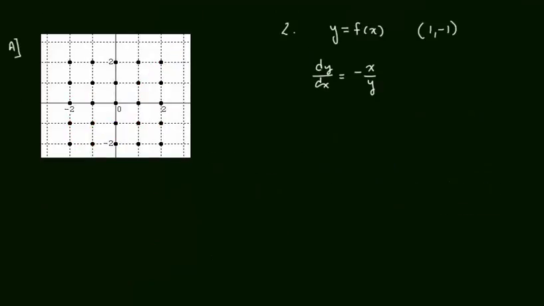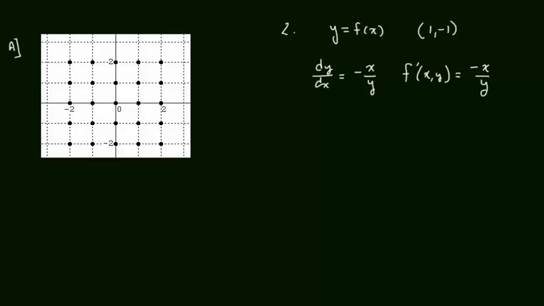Example number 2, y equals f of x, a solution curve that will pass through the point (1, -1). It has the derivative dy dx equals -x over y. Notice that this slope depends not only on x but also y, so we can write it f prime of (x, y) equals this -x over y. And if you've been watching the videos in the series, you will recognize this particular differential equation.